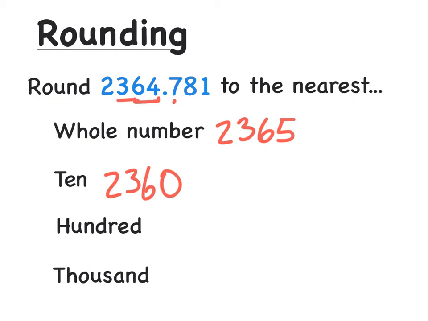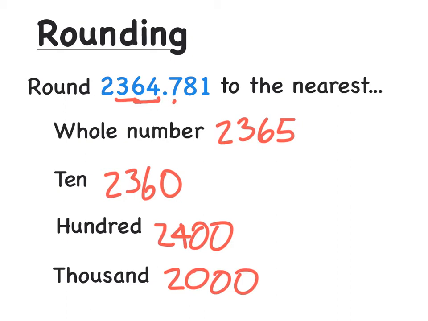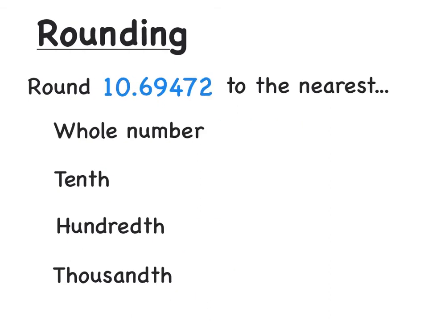Nearest 100, in this case, we would round that up to 2400. And then lastly, if it's asking for the nearest 1000, 364 is less than 500, so this would round to 2000. So that's how you would round some of the larger numbers. You'll probably have more examples of rounding smaller numbers, so we'll take a look at some different examples of rounding these smaller numbers down.